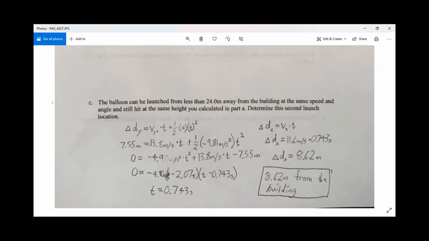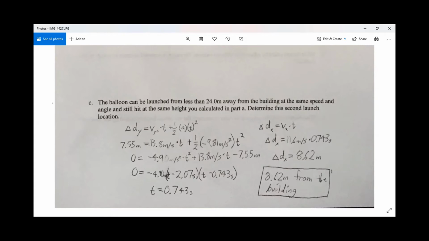squared. And then if you FOIL that all out and get it all on one side, then you can factor it. And when it's factored, then you have two solutions. One of them is 2.07 seconds, which was the first time that we found in the first problem. And the other one is 0.743 seconds. So we have to use that one for this problem as it's the other time.